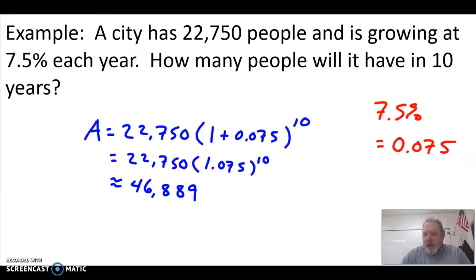So here we have a city population. Instead of money, we're dealing with population of people, 22,750 people, growing at 7.5% each year for 10 years. So we add our rate to 1. This is an annual rate, so we don't have to divide it by anything for 10 years. Remember, 7.5% is a decimal as 0.075. And so if we had this small town growing at 7.5%, it would more than double in 10 years, and it would have 46,889 people.